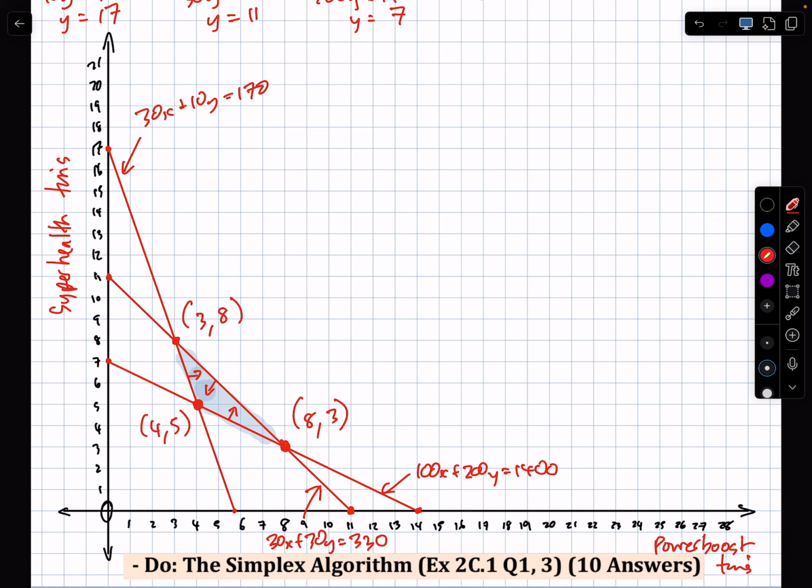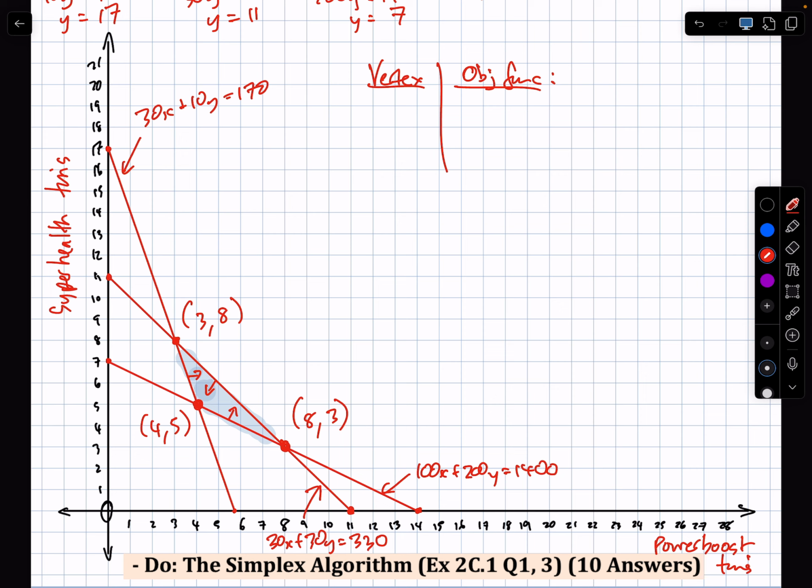The difference comes with the table. So we need to have a table that has vertex. We need to have objective function. What was my objective? I was trying to minimize the cost.